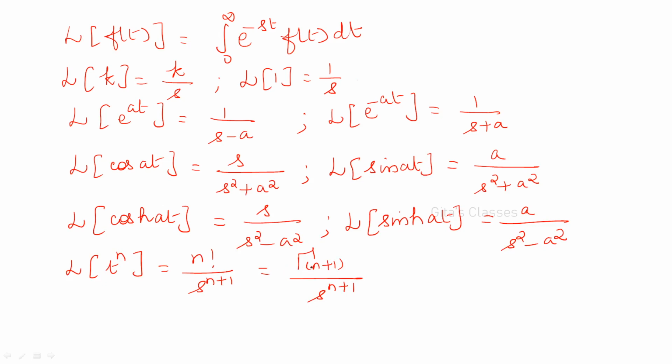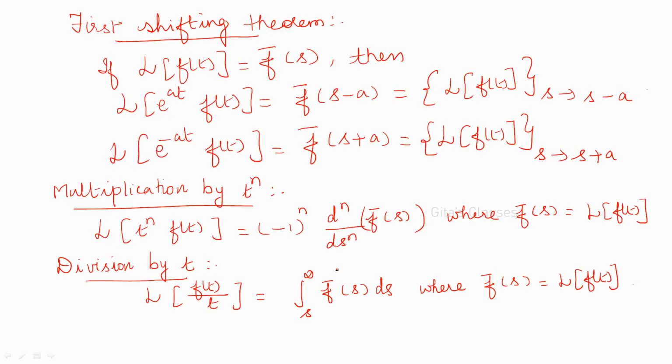Otherwise, if it is a fraction, then you can use gamma of n plus 1 divided by s power n plus 1, provided we can reduce that function to gamma of 1 by 2 or gamma of 1. And the first shifting theorem says that always remember, whenever you get f bar of s, it is nothing but L of f of t. The Laplace transform of f of t is f bar of s.